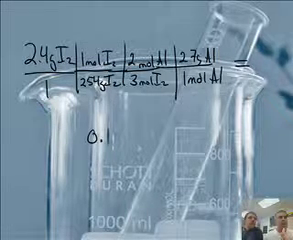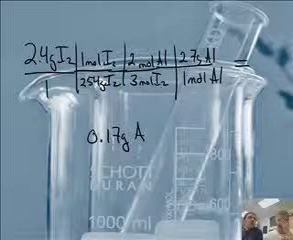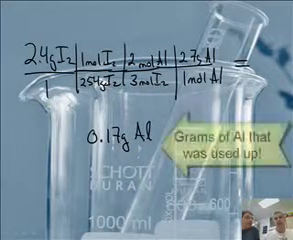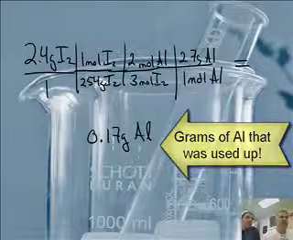What do you get, Mr. Sanders? Well, I get 0.17. So 0.17 grams of Al. Now, what does that mean? That's how many grams of aluminum it would take to react with the 2.4 grams of iodine.